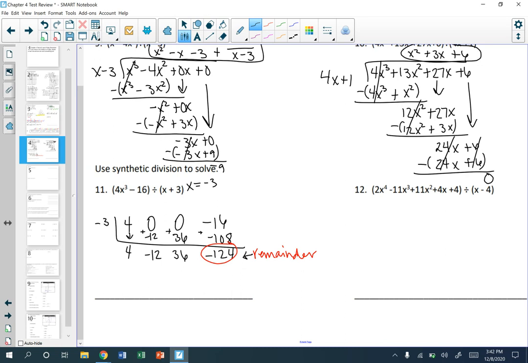All right, so my final answer, and my answer, remember, is 1 less degree than what I started with. So I started with x to the third. So my answer is going to be x squared minus 12x plus 36. And then my remainder is negative 124 over x plus 3.